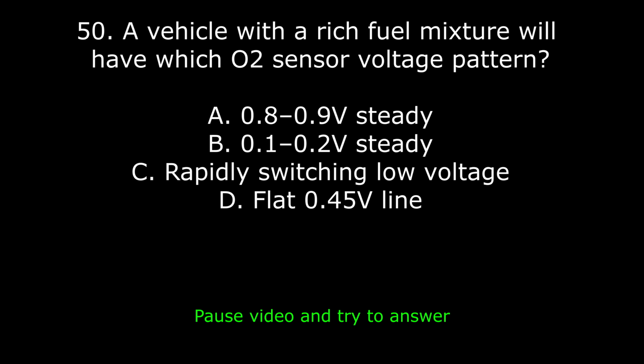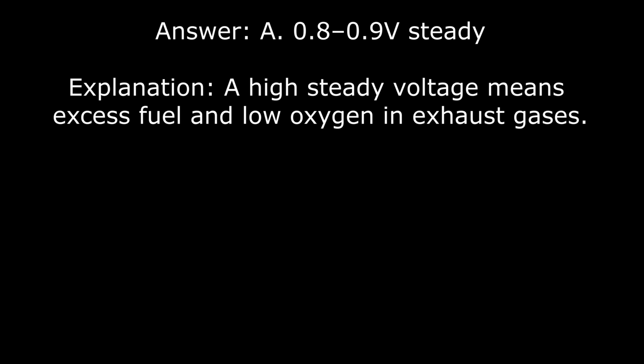50. A vehicle with a rich fuel mixture will have which O2 sensor voltage pattern? A. 0.8 to 0.9 volts steady, B. 0.1 to 0.2 volts steady, C. Rapidly switching low voltage, D. Flat 0.45 volt line. Answer: A. 0.8 to 0.9 volts steady. Explanation: a high steady voltage means excess fuel and low oxygen in exhaust gases.